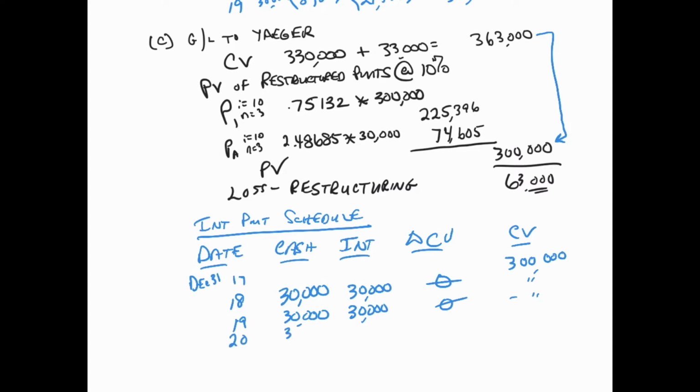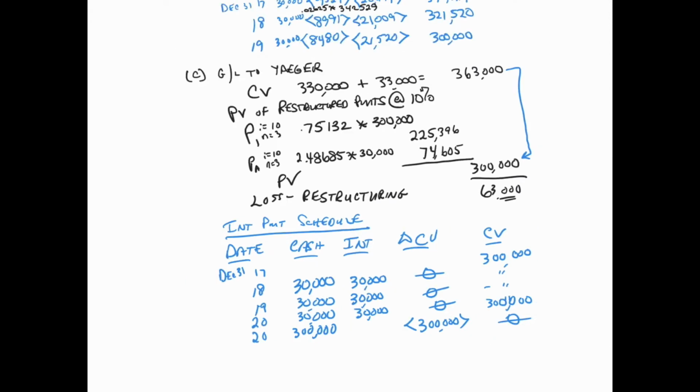In 2020, another 30,000 of interest, no change in the carrying value, and 300,000 is still the carrying value. And then also in 2020, we're going to get a 300,000 principal repayment. That's going to be a reduction in the carrying value of 300,000, and this becomes 0. And there's our interest payment schedule.